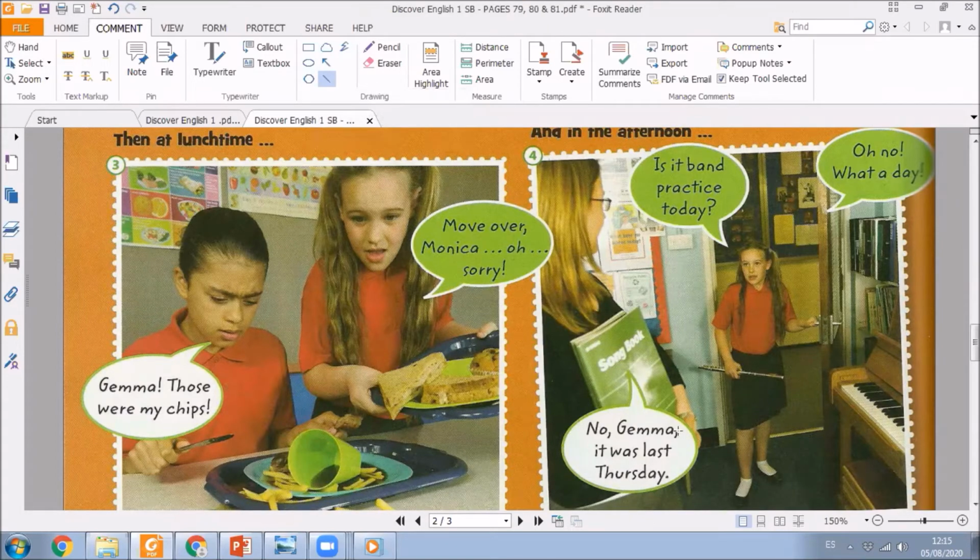Look at the teacher's dialogue. It was last Thursday, all right? Estaba preguntando si era hoy la práctica de la banda y la profesora le dice no, que fue el jueves pasado. It was last Thursday.